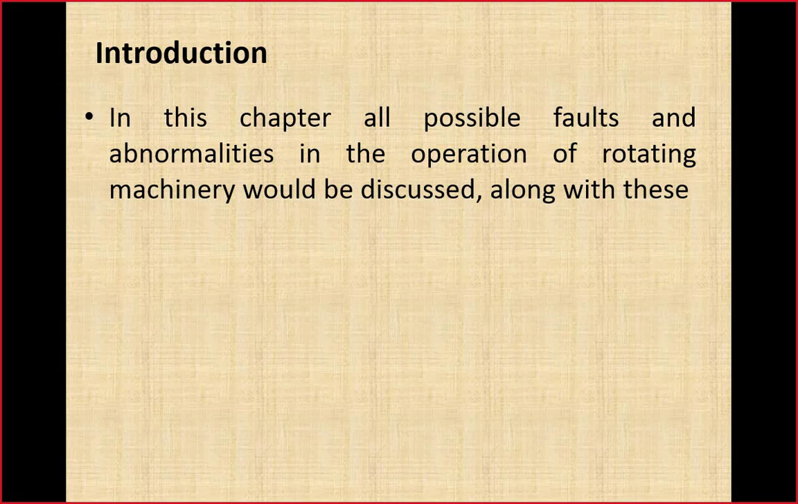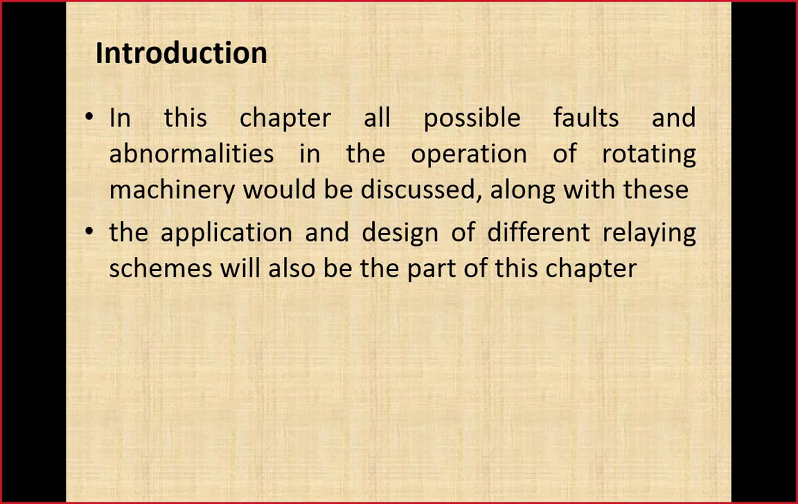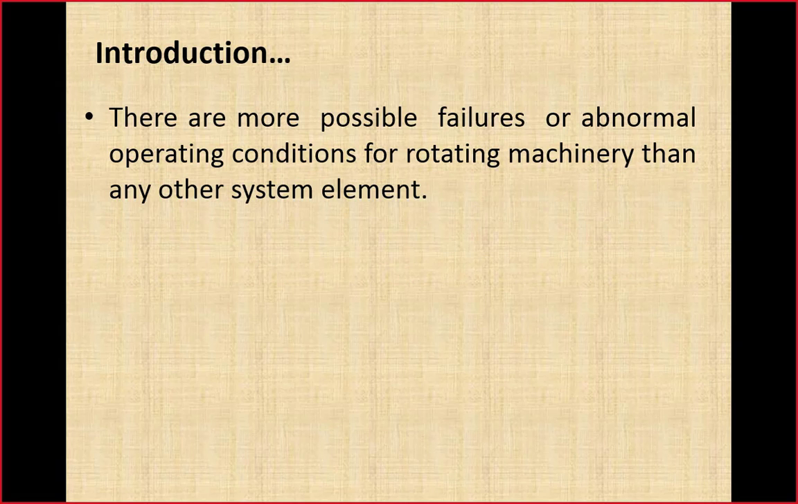So in this chapter, all the possible faults and abnormalities in operation of rotating machinery would be discussed. Along with these, the application and design of different relaying scheme will also be part of this chapter. Now it is important to note there are more possible failures or abnormal operating conditions for rotating machinery than any other system element. Up to this point, we have discussed protection of transmission line in detail. There was only one problem or one abnormality associated with the transmission line, and that was a short circuit fault. There was no other problem with the transmission line that required protection.